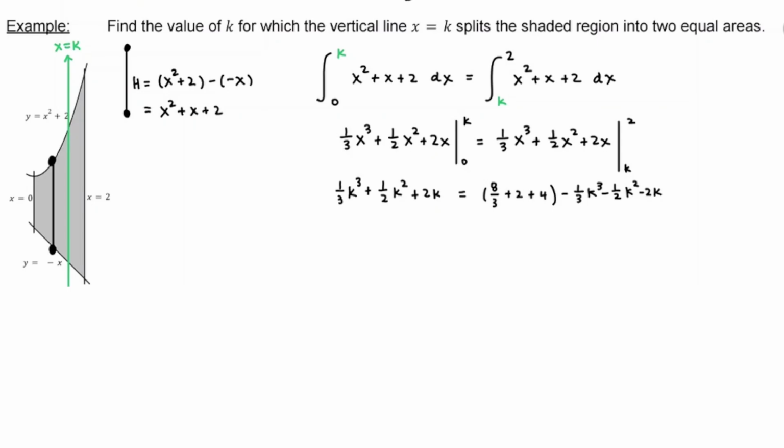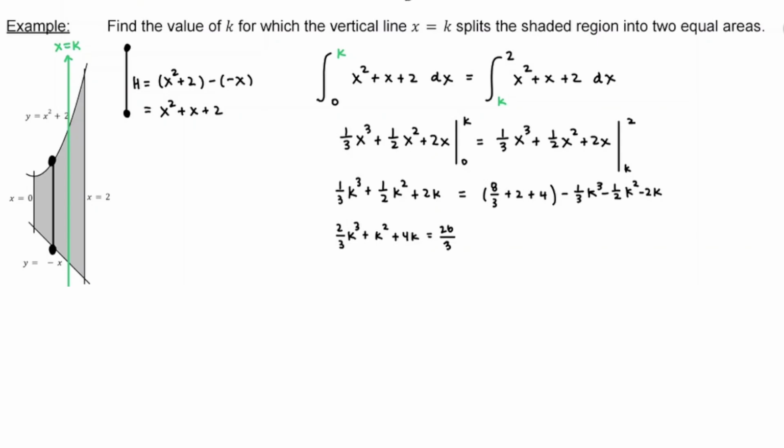I'm going to notice, oh, wait, I have 1/3 k to the third and negative 1/3 k to the third on the other side. So I'm going to add all those like terms together and get 2/3 k to the third plus 1/2 k squared plus 4k on the left side and then 26/3 on the right side. Okay, that's weird. And then I'm going to go over to Desmos at this point, because this is not the type of equation we have the ability to solve by hand.